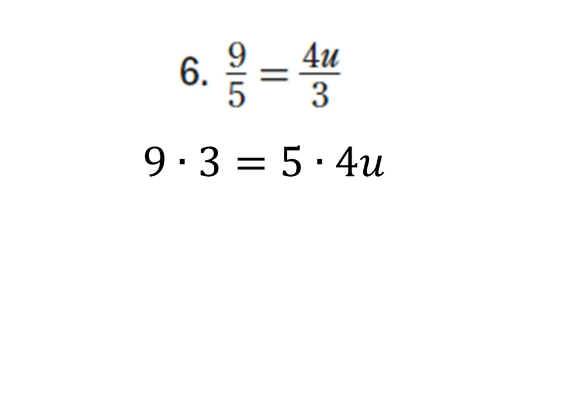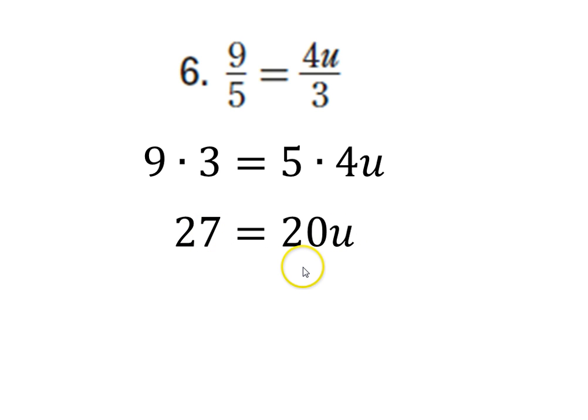That's what cross multiplying says. This will be true always if the two fractions in the proportion are equal. Well, I see a couple of things I can do here now. I can do 9 times 3. 9 times 3 is 27. 5 times 4u is 20u. So now I have 20u equals 27.